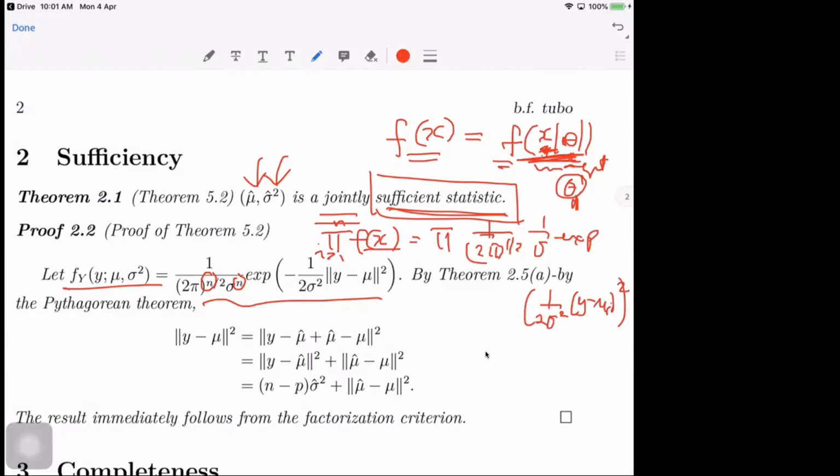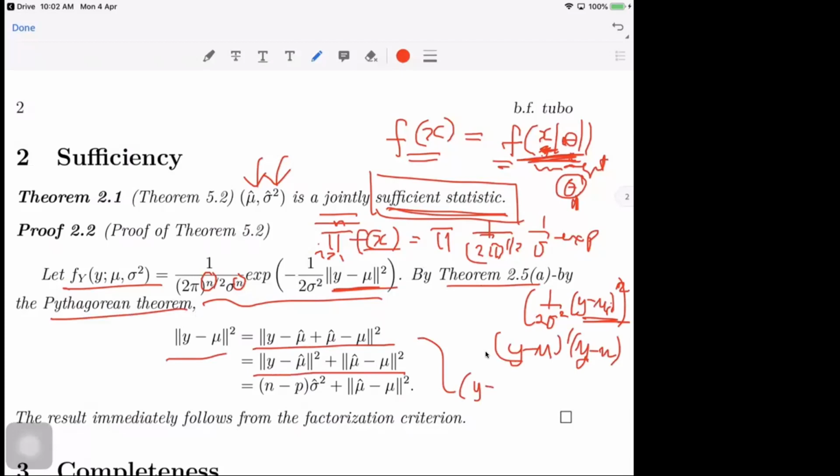So kung imong i-product na siya for all, this square here will be a square norm na in terms of vector y minus mu prime and y minus mu. And then from what we solved in theorem 2.5a, Pythagorean, we can express this in this manner. That is just adding and subtracting mu hat, and then group the terms, and then apply the square norm.